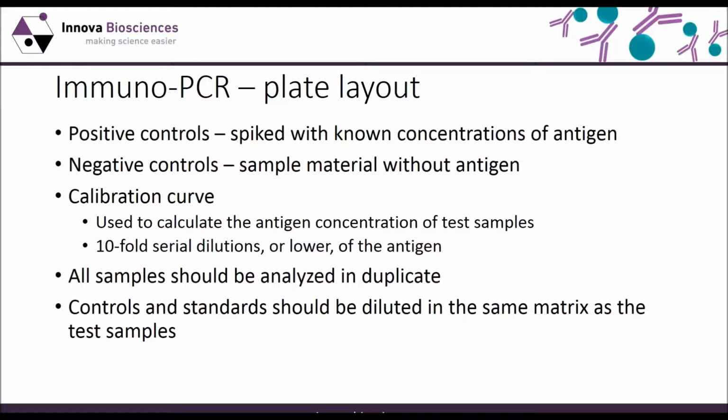The inclusion of a calibration curve is essential for calculating the antigen concentration of test samples. Since Immuno-PCR has such a broad dynamic range, this can be generated by using tenfold serial dilutions of the antigen. If you wish to reduce the size of the quantification window, the dilution steps can be lowered, for example to 5-fold or below. Ideally, all samples should be analysed in at least duplicate, and for consistency, it's essential that controls and standards be diluted in the same matrix as that of the unknown test samples.